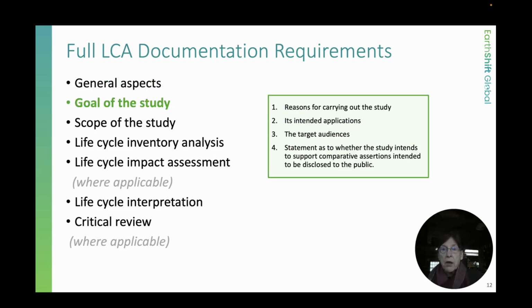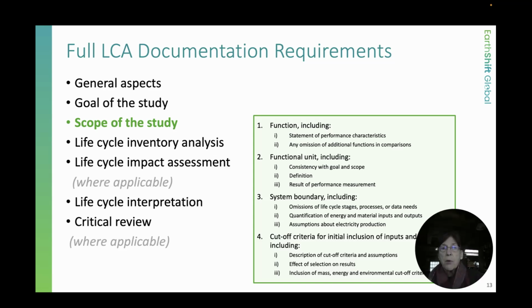The goal section includes why you are doing the study, what questions you are trying to answer, and who is your audience. You also need to disclose whether or not the study is a comparative assertion. The scope section includes information about the function of the product or products under study, the unit that the study will revolve around, and system boundaries and cutoff criteria.